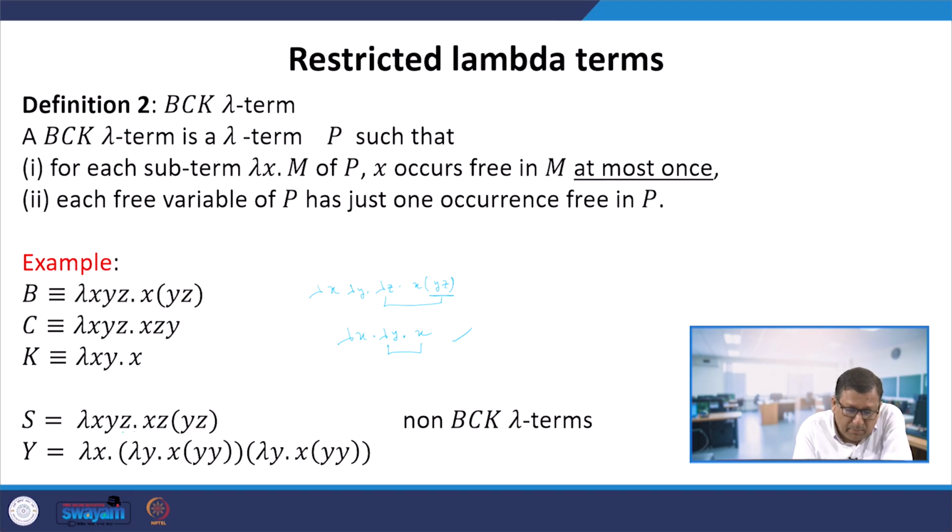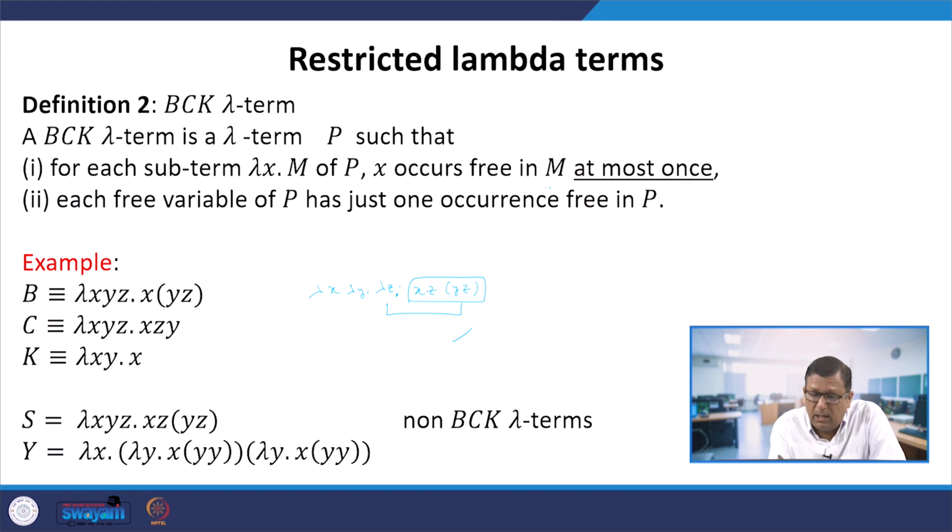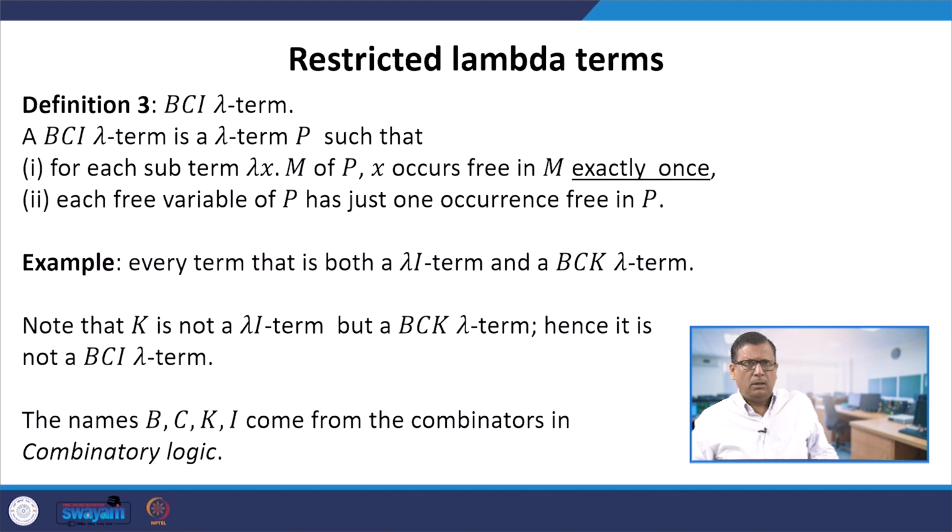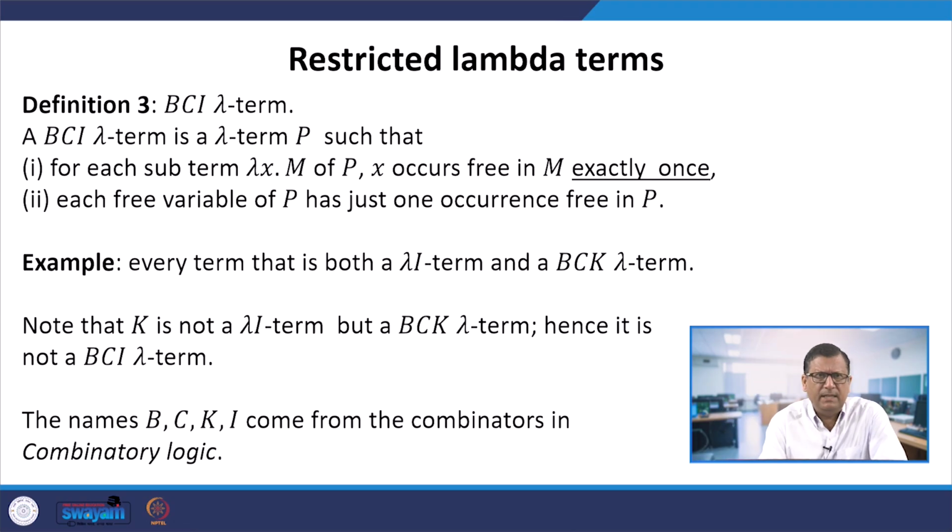Now for the entire term, for example z, if I take lambda z, so here if we change this to x z, y z and concentrate only on this part, this is the M, so z occurs 2 times. It says z should occur free at most once. So it is 2, so it is violated. Hence it is not a BCK lambda term. Similarly for the Y combinator, if you take this as a subterm, y occurs twice, and hence it is not a BCK lambda term. Now the third one is called the BCI lambda term.